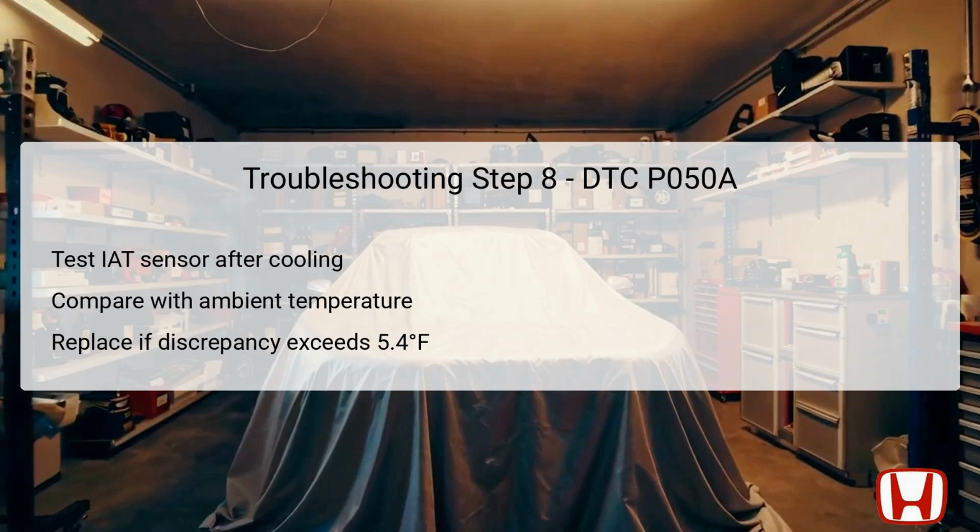A discrepancy of 5.4 degrees Fahrenheit, 3 degrees Celsius, or greater indicates that the sensor is faulty and needs to be replaced. If the sensor functions within acceptable ranges, inspect the throttle body for any signs of carbon deposits or damage. Cleaning or replacing the throttle body may be necessary to ensure optimal performance.